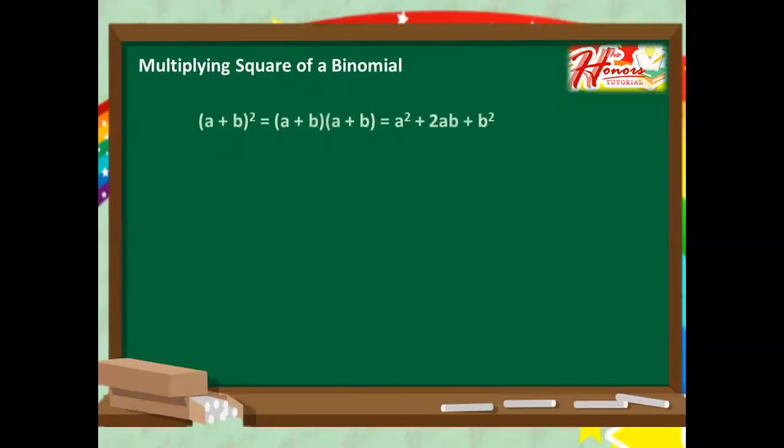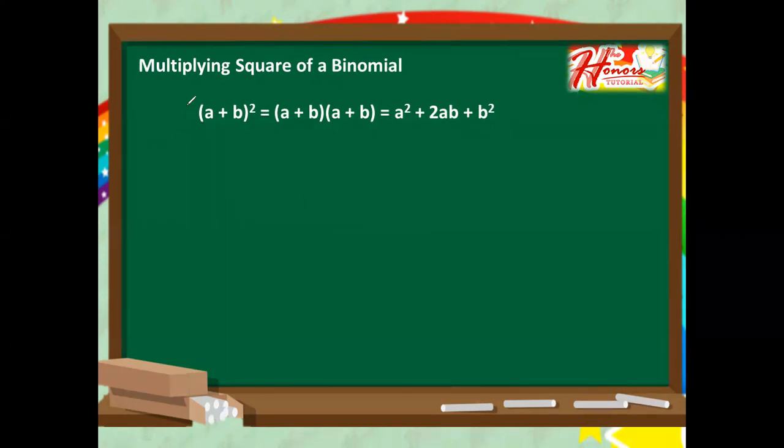Multiplying square of a binomial. So we have here the quantity of a plus b squared. So this will be the given for you, this one.